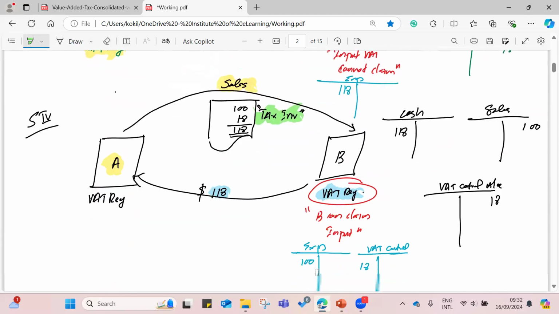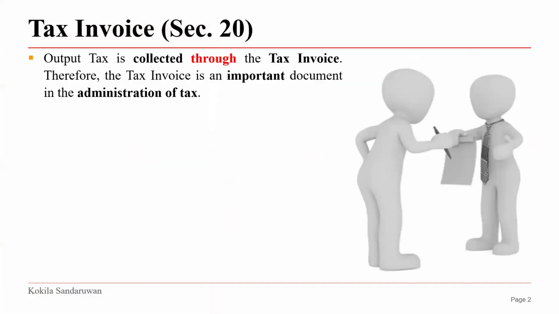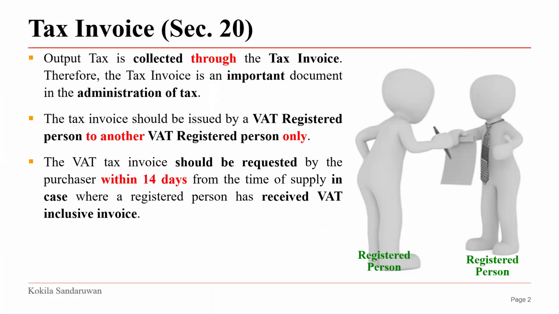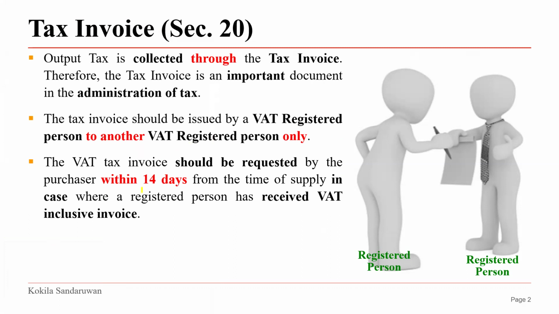So let's look at the important criteria as I discussed. A VAT invoice should be issued only to another VAT registered person. If any person who received an inclusive invoice is registered for VAT, you can inform them: look here, I am registered for VAT, this is my VAT registration certificate, and this is my VAT number, please issue a tax invoice for me, right?